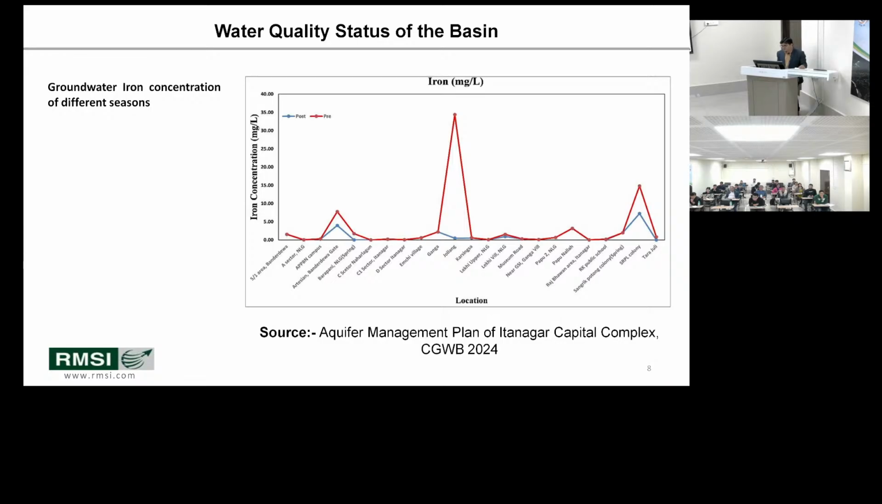For example, this is iron content in one of the locations in the Krong River Basin. Note the different locations in the Krong River Basin. Then there are two lines. One is pre-monsoon and post-monsoon water iron content. So you can see in the post-monsoon, this contamination has been drastically reduced in almost all these locations.